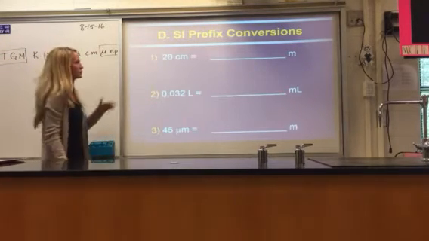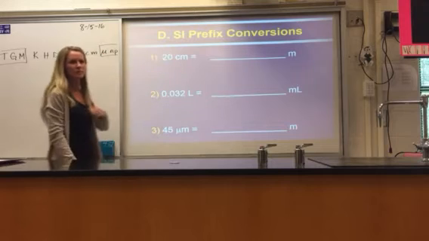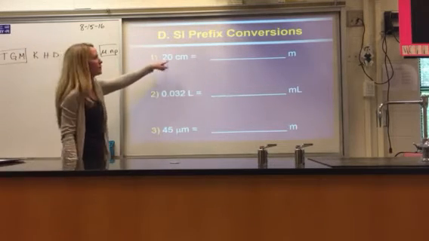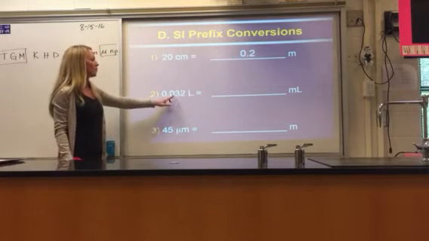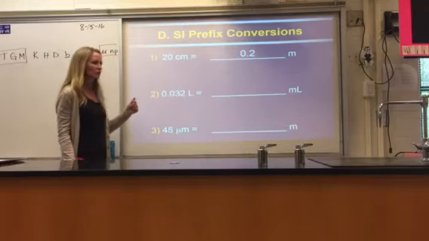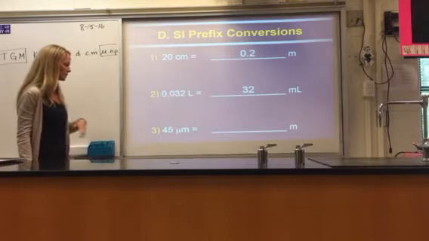Okay, let's do these three conversions. 20 centimeters is how many meters? You can do it by dimensional analysis or just move your decimal. If you know it's 100, you're dividing this by 100. 0.2. 0.032 liters is how many milliliters? There are 1,000 milliliters in a liter, so you're multiplying by 1,000, so it'd be 32.